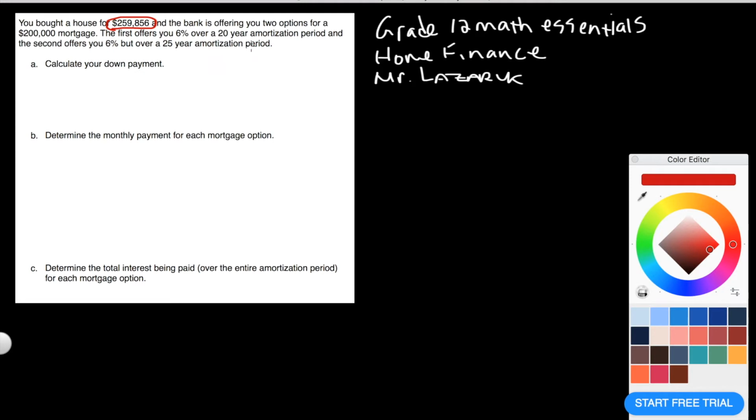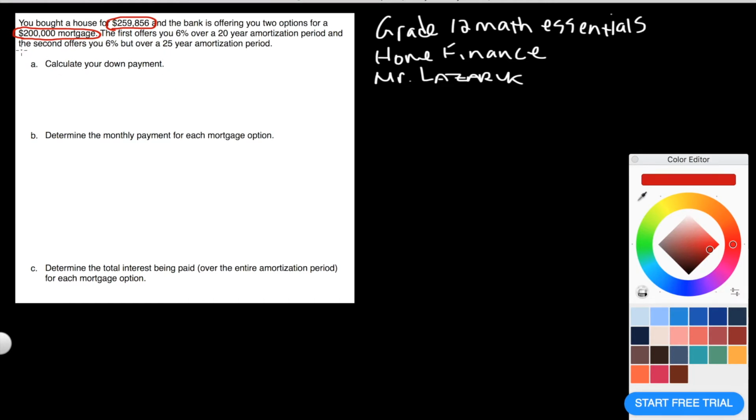It says here that the bank is offering you two options for your $200,000 mortgage. So this is how much money the bank is agreeing to loan you. Notice that they're not giving you the entire amount. They're giving you $200,000 in the form of a housing loan, which we call a mortgage, and you have to pay the rest. The first bank is offering you 6% interest over a 20-year amortization period, and the second is offering you 6% interest again, only this time over a 25-year amortization period.